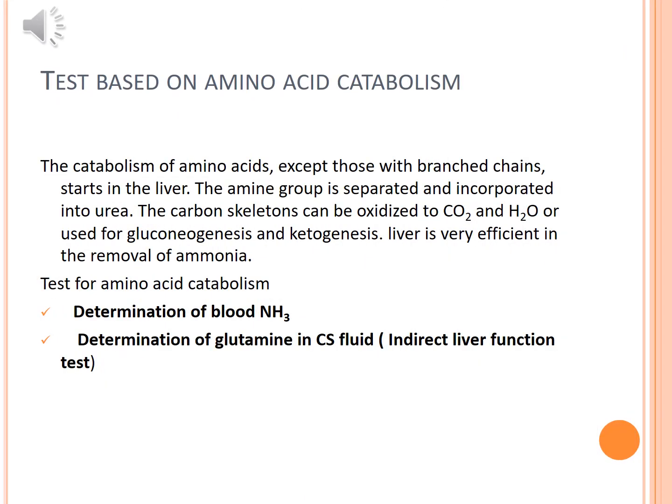And the next one, tests based on amino acid catabolism. The catabolism of amino acids, except those with branched chains, starts in the liver. The amine group is separated and incorporated into urea. The carbon skeletons can be oxidized to CO2 and H2O or used for gluconeogenesis and ketogenesis. The liver is very efficient in the removal of ammonia. The tests for amino acid catabolism are determination of blood NH3 and determination of glutamine in CSF. It is an indirect liver function test.